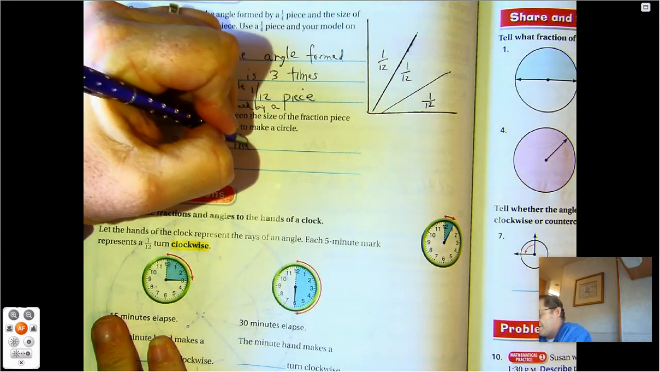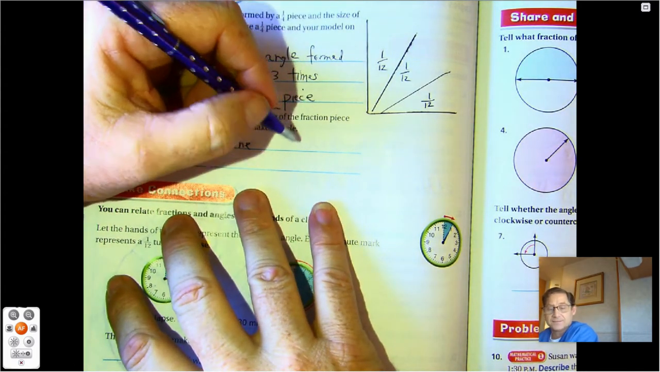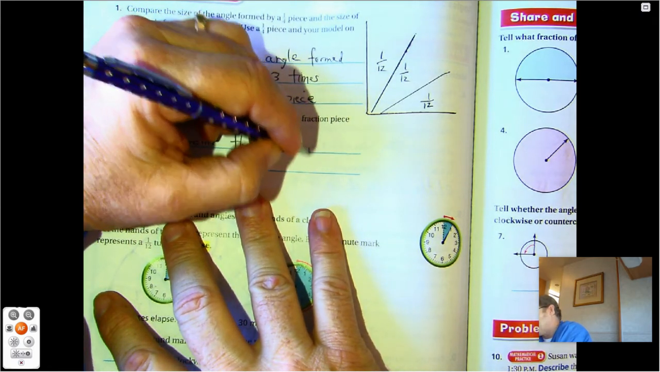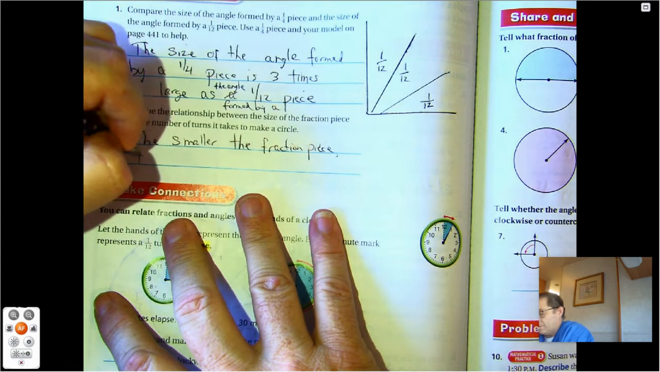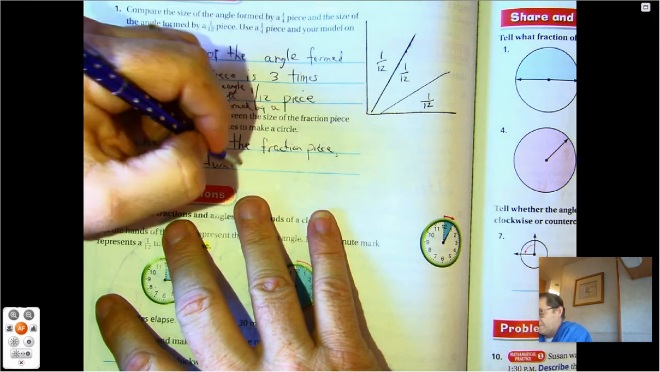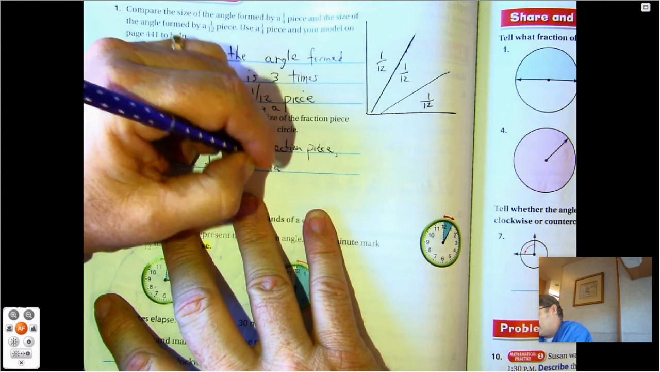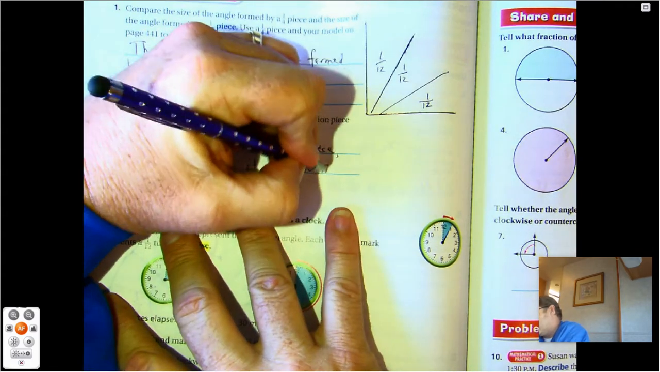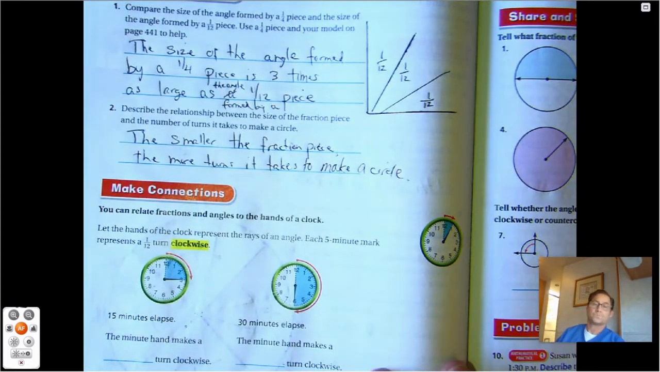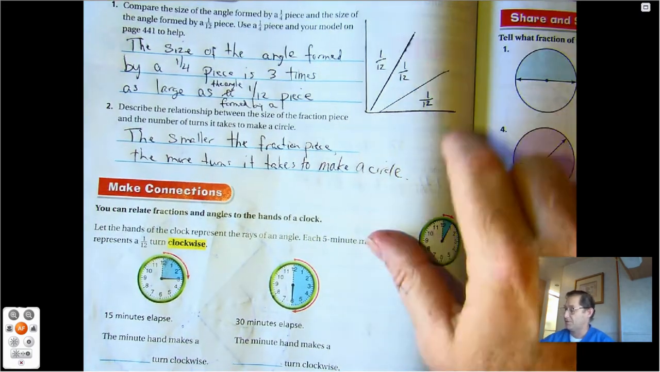Remember, the larger the denominator, the smaller the fraction gets. The smaller the fraction size, or the smaller the fraction piece, the more turns it takes to make a circle. Okay, here 1/12 would take me 3 turns to go just 1/4.